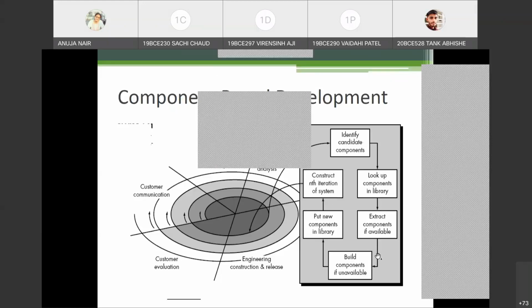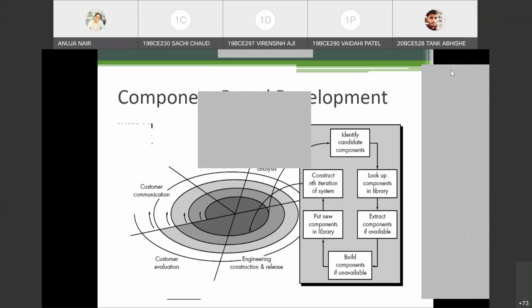Is it understood to all of you? So don't get confused with component based. It is not a model. Don't ever say that it is a model. It is just an approach that you are using in different types of models. Guys, can I get an answer?